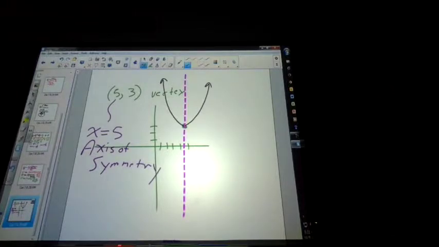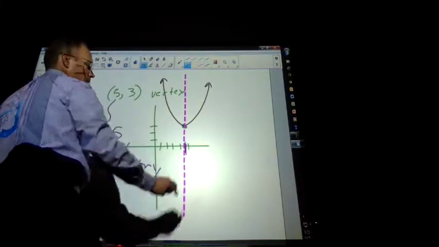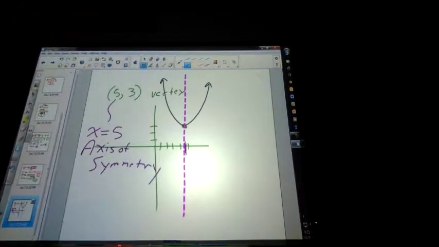Okay, so that's all it does, and let's just pretend I can count out correctly. Okay, so the axis of symmetry is very simple. Once you find the vertex, it's just x equals the x portion. It's a vertical line. Remember, vertical lines are always x equals. Is that okay?